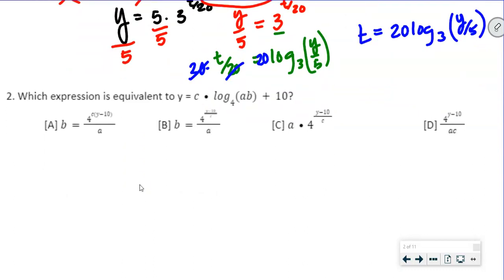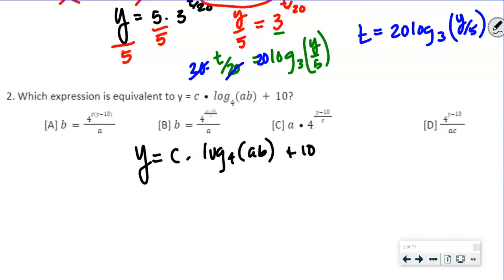So our next one's number 2. It says which expression is equivalent to y equals c times log base 4 of ab plus 10. So what's our first step here? Remember, the times is attached to the log, right? When we do this, we're always going to do what's outside first. So we're going to subtract this 10 because it's not actually attached to the log base 4 of ab. So it's y minus 10 equals c times log base 4 of ab. Now we're going to divide by that c.